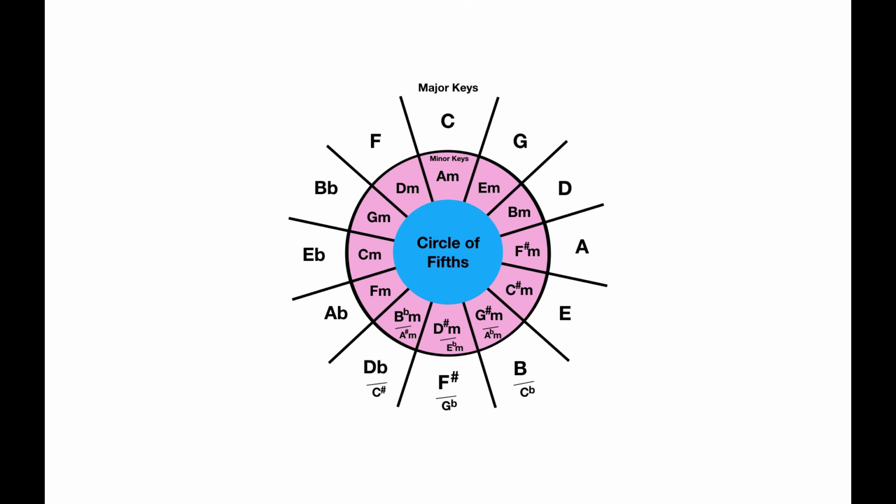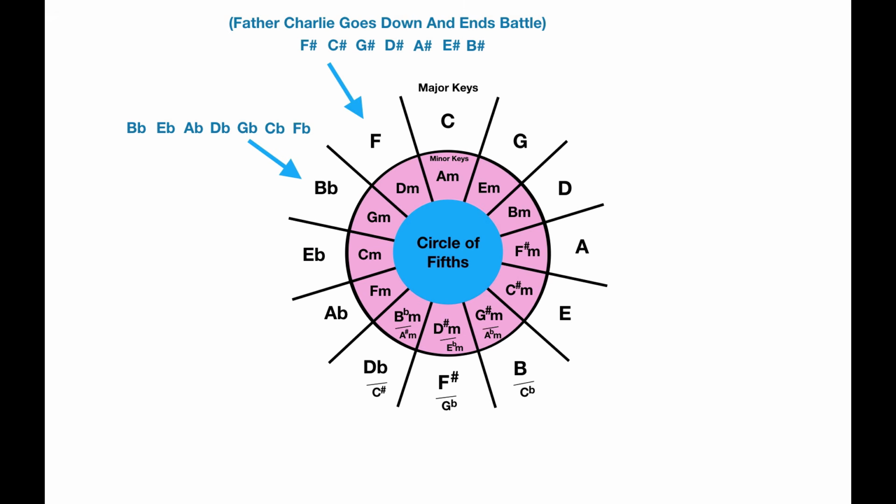So if you want to remember the order of sharps and the order of flats and you're worried you might not have the circle to hand, there is a rhyme you can use to help you remember them. I was taught this rhyme when I was learning the piano. So for the order of sharps, F, C, G, D, A, E and B, and the order of flats, B, E, A, D, G, C, F, you just need to remember one rhyme. And that rhyme is Father Charlie goes down and ends battle.